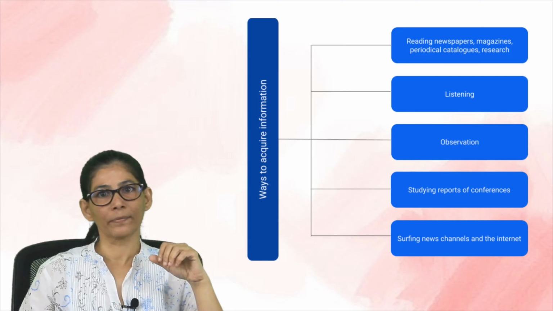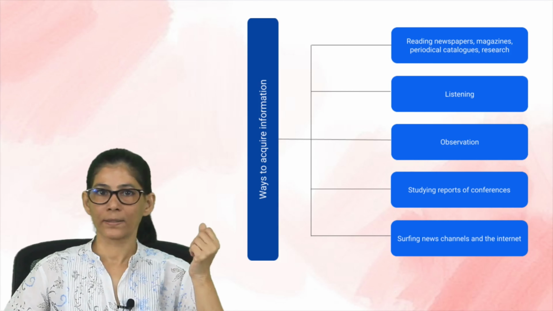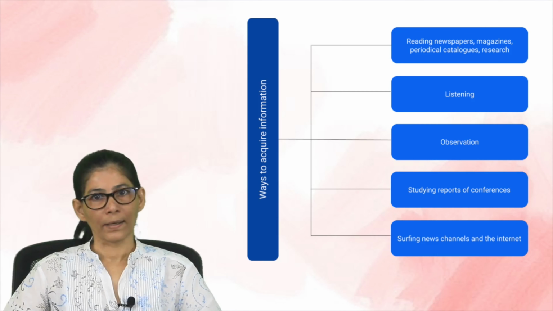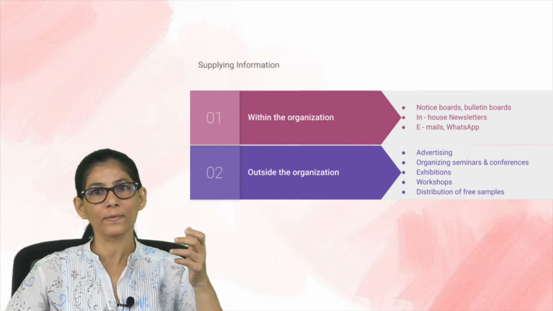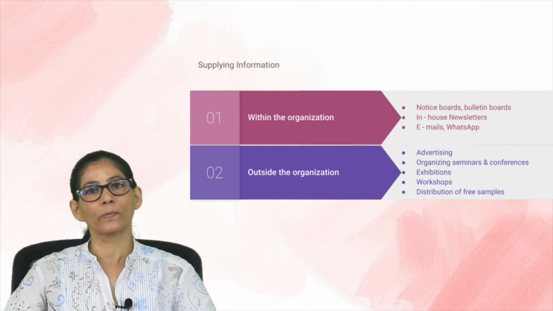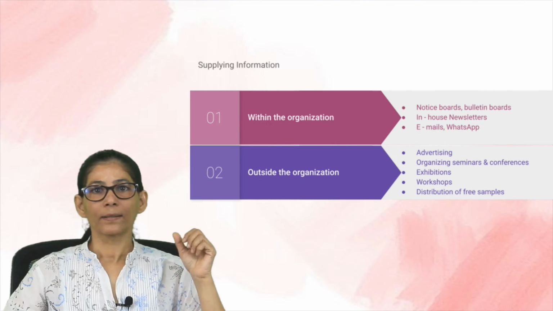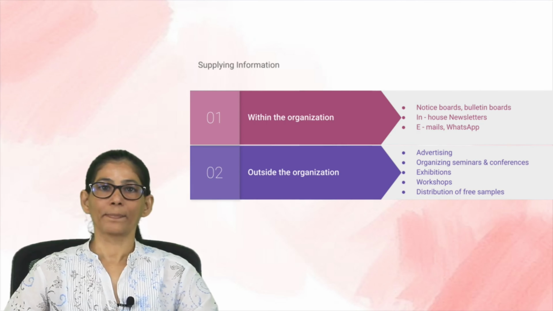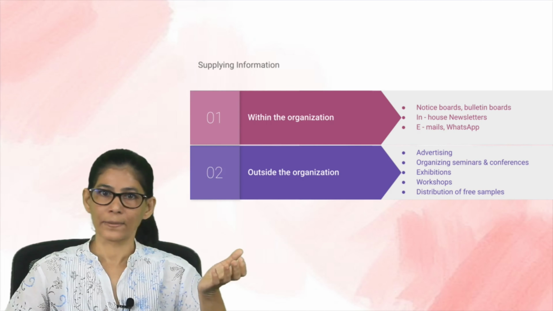Generally, acquiring information in an organization is done through newspapers, TV, internet, active listening, keen observation, recording the conferences, the trade fairs, magazines, etc. Just as the organization receives information, it also has to provide it to its employees as well as to the outside world, right? Thus, as you can see on your screen, supplying of information needs to be done within as well as outside the organization.